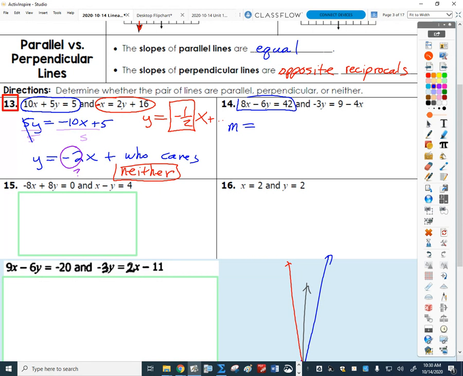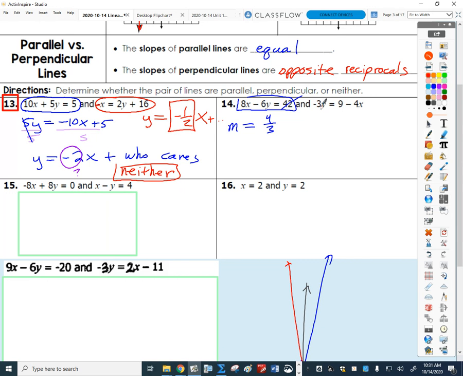I want you guys to practice this a little bit. If I get that y by itself, I could either add the 6y. I don't care about the 42 at all. All I care about is the relationship between those two terms. I could either add the 6y to this side and divide by 6, or I could subtract the 8x from this side and divide by -6. Either way, what am I going to get there, Dawson? 4/3. Exactly. I'm going to get 8/6, which reduces to 4/3.